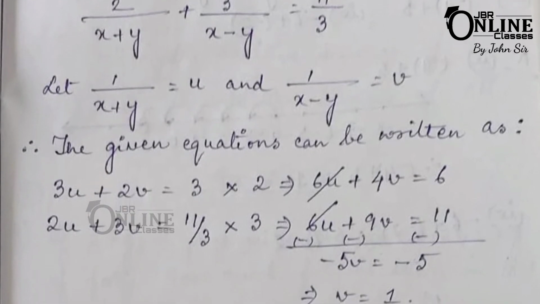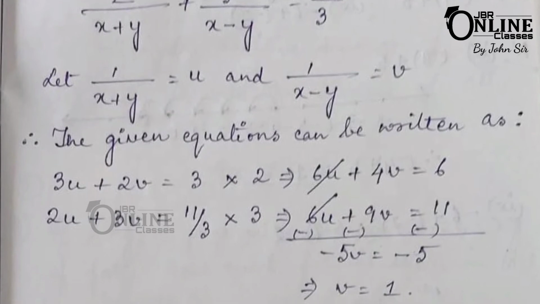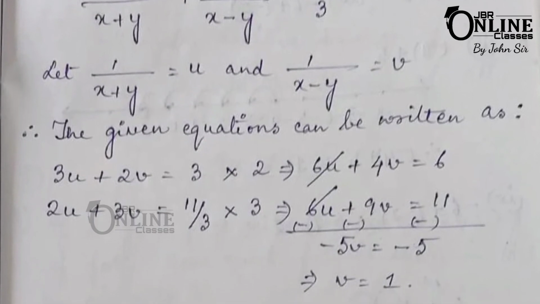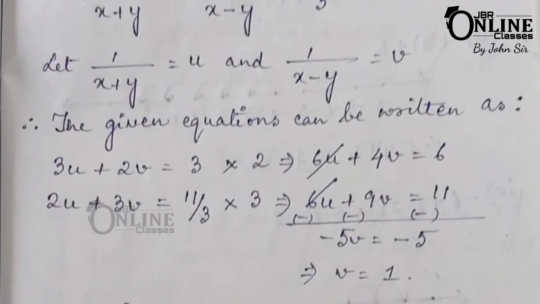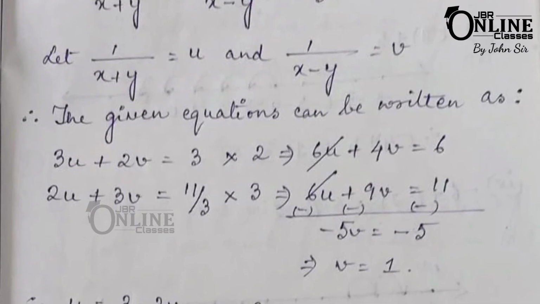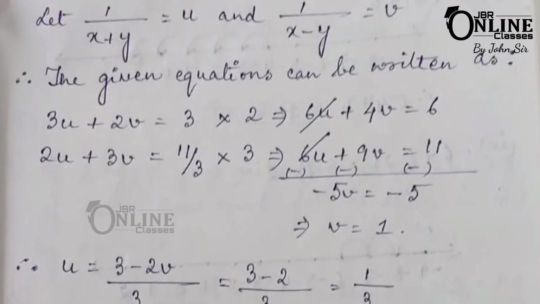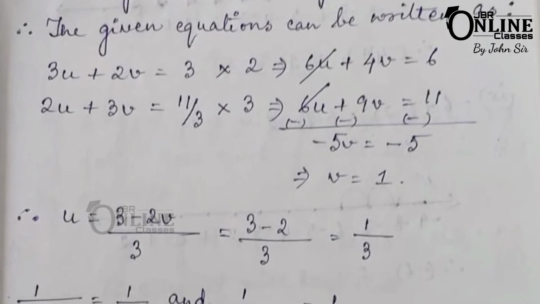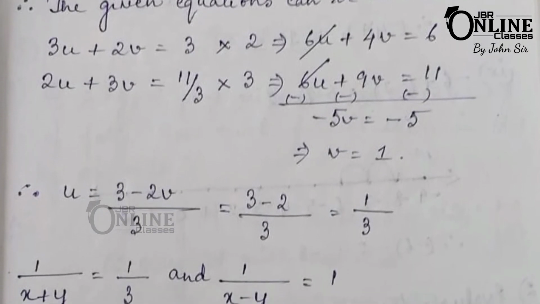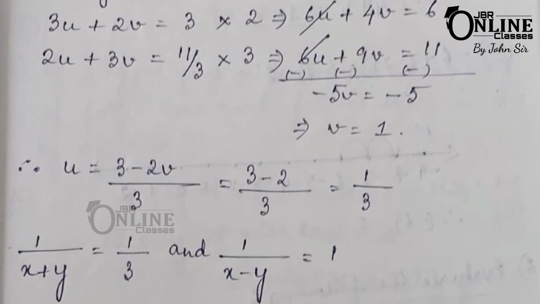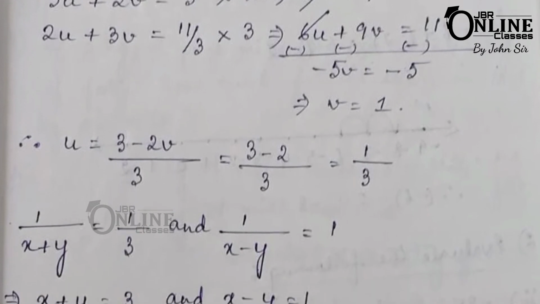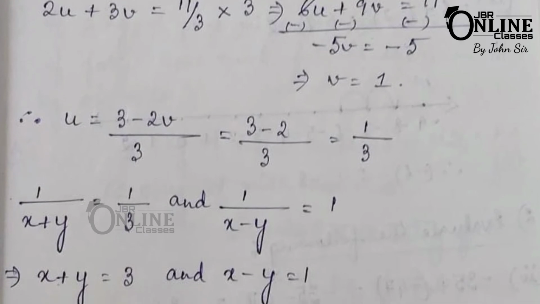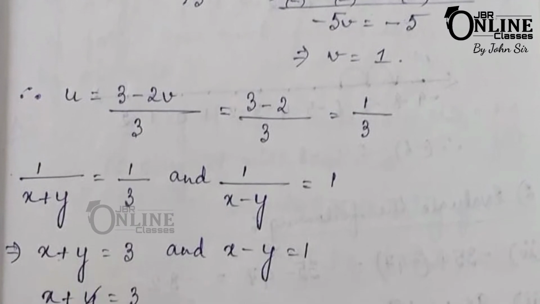So the given equations will now change into 3u plus 2v equals 3, the first equation, and the second equation, 2u plus 3v equals 11 by 3. Now I am going to solve these by the elimination method. From that you will get v equals 1. Now just put this v in any equation and you can find the value of u. Here the value of u equals 1 by 3.